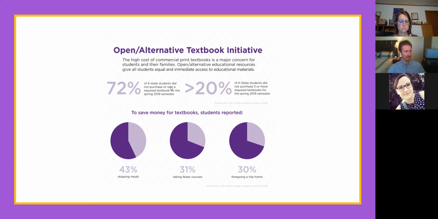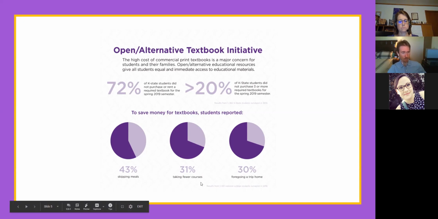So 72% of K-State students did not purchase or rent a required textbook for the spring 2019 semester. And then 20% of K-State students did not purchase 3 or more required textbooks for the spring 2019 semester. To save money on textbooks, students reported 43% skipping meals, 31% taking fewer courses, and 30% not taking a trip home. This is impacting the lives of our students, and it's also impacting K-State. If students are not taking courses because they cannot afford the material, this is a problem.